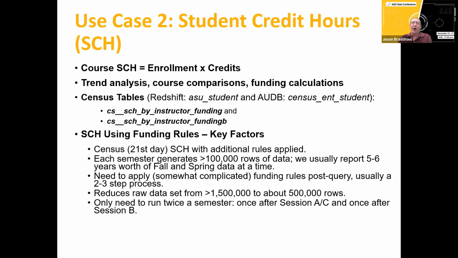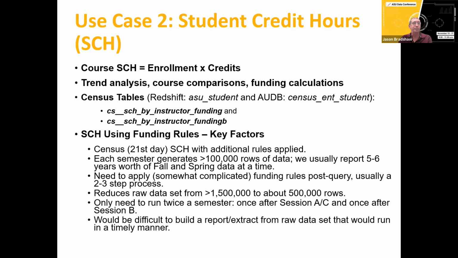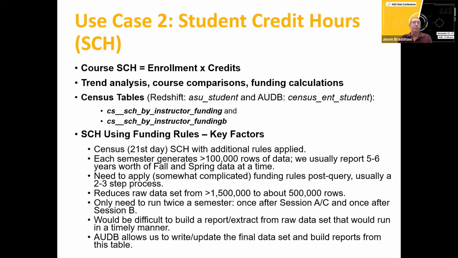And another reason why, since it's census data, we only need to run it twice a semester, usually once after the 21st day session AC data is available, and once after the 21st day session B data is available. While you could build reports and extracts from the raw data set, it would be difficult to have the reports run in a timely manner. So AUDB allows us to write and update the final data set, including all of the logic, and build reports from that reduced data table.